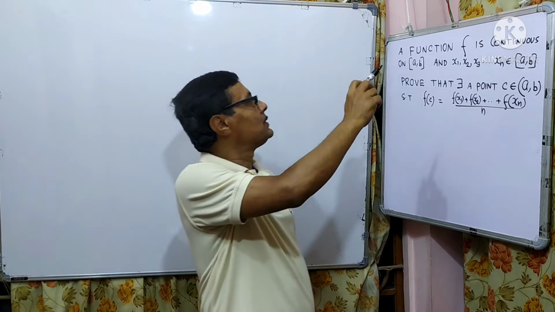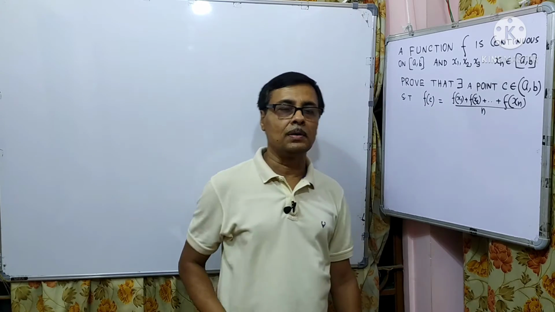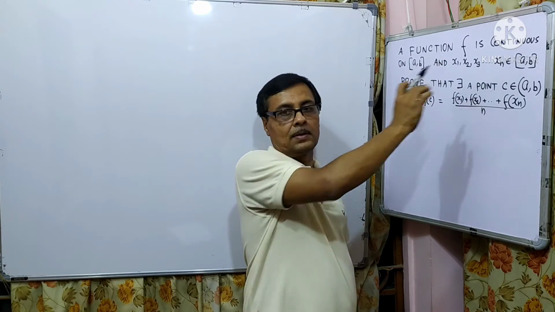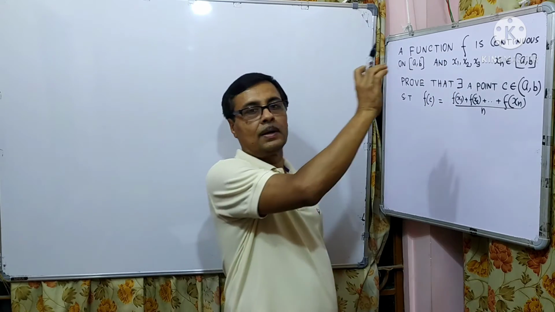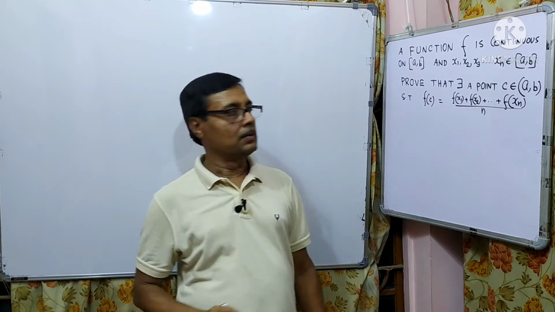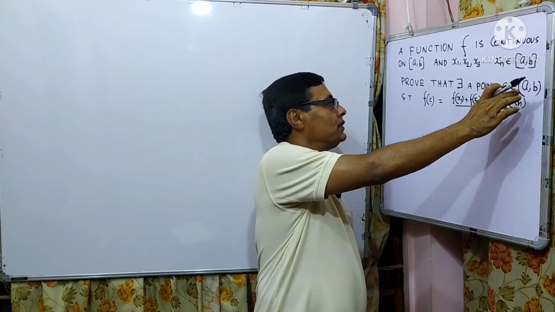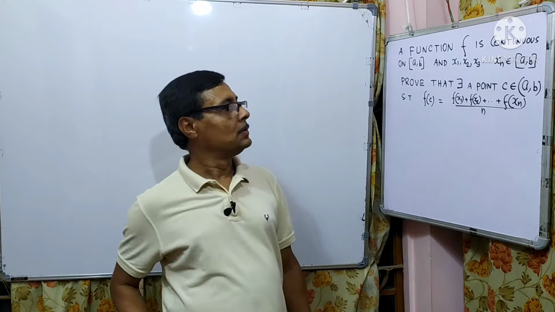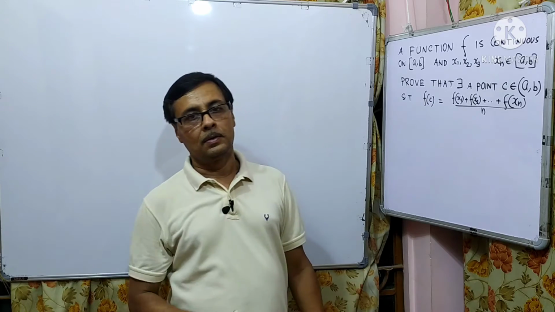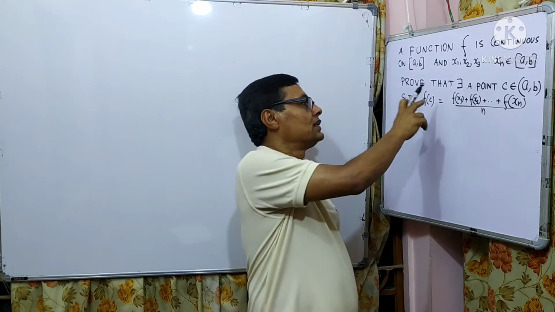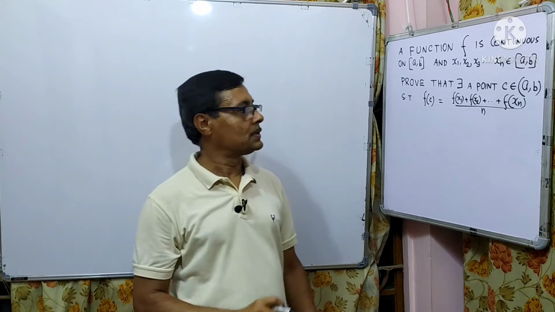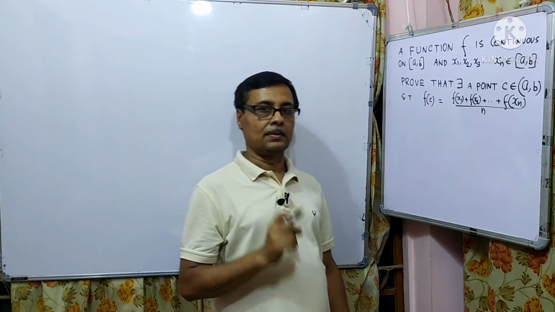Here a function f is continuous on the closed and bounded interval [a, b], and x1, x2, x3, ..., xn all belong to this interval [a, b]. We have to prove that there exists a point c belonging to the open interval (a, b) such that f(c) equals the mean of f(x1), f(x2), ..., f(xn), that is, f(c) equals the arithmetic mean of f(x1), f(x2), ..., f(xn).